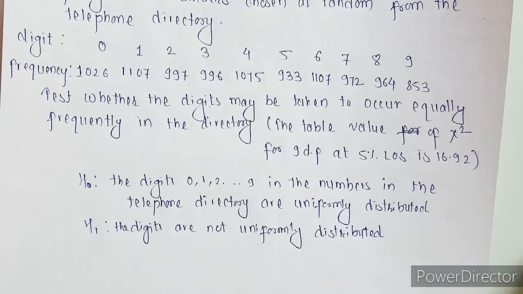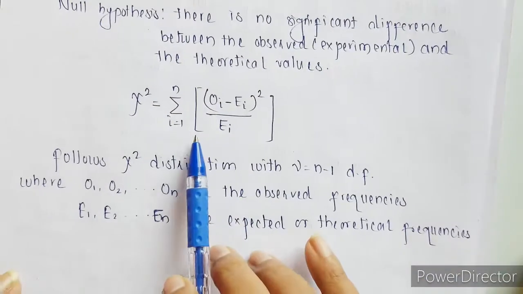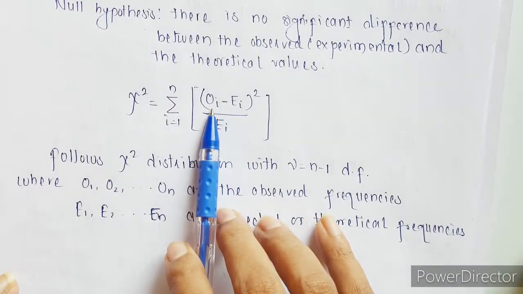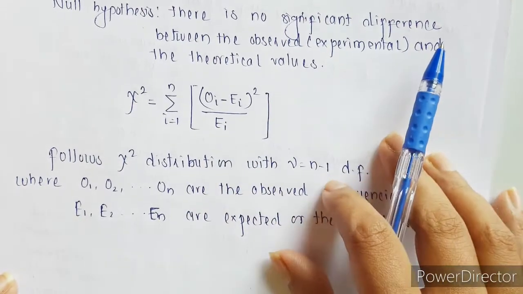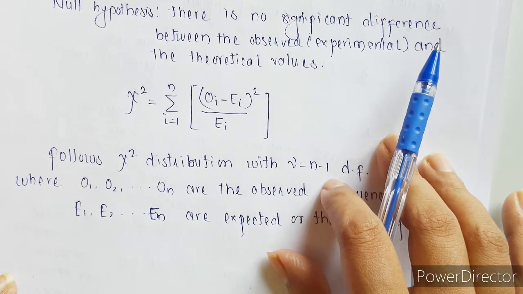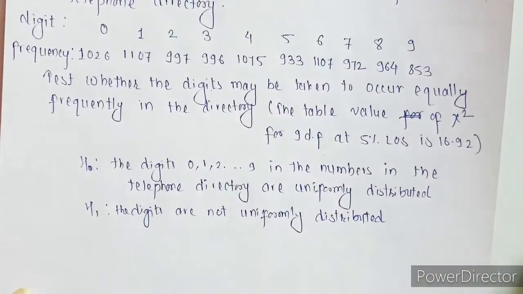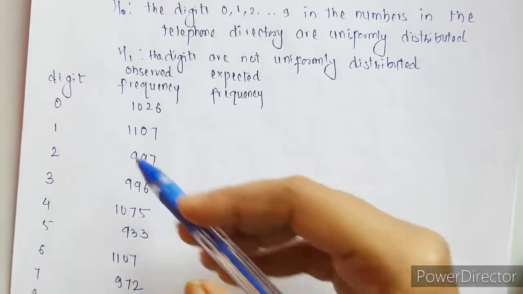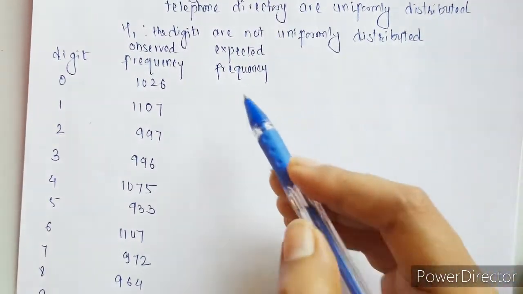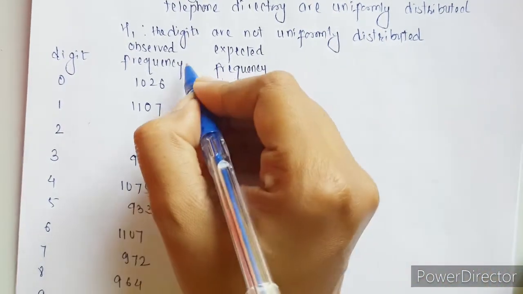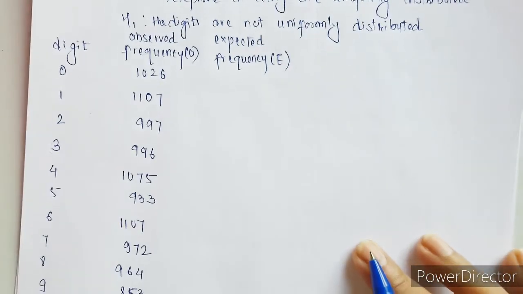According to this, we have to calculate observed values minus expected values, then take the square of that and divide it by the expected value. So we even have to calculate expected values. Let me just copy down these values first. These are the digits given and the frequency of the digits are given. Now we have to calculate expected frequency. These are the observed frequencies and we need to calculate what will be the expected frequencies.